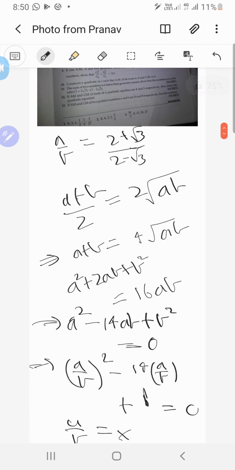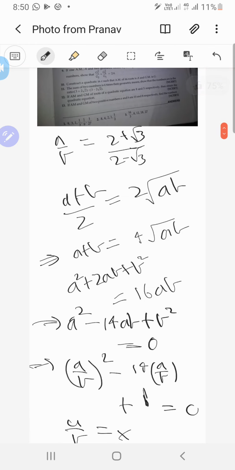Let's go to the next question, which is: the sum of two numbers is 6 times their geometric mean. So a plus b is equal to 6 times the geometric mean, which is obviously root of ab. Show that the numbers are in the ratio 3 plus 2 root 2 to 3 minus 2 root 2. So you have to show that a upon b is 3 plus 2 root 2 upon 3 minus 2 times root 2. Fine.